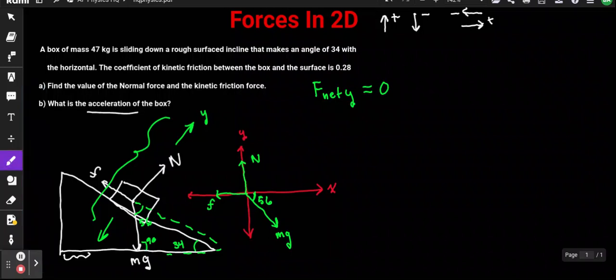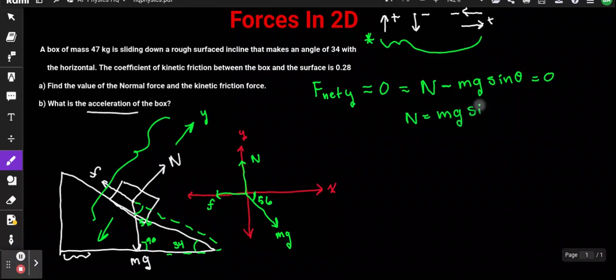So, let's take a look at what's in our y direction. If we take upwards to be positive, it's going to be normal force minus the y component of our gravitational force, which is going to be mg sine of our theta. Now rearranging for n, since we know this is equal to 0, n is equal to mg sine of our theta, and in this case we know our theta is 56.